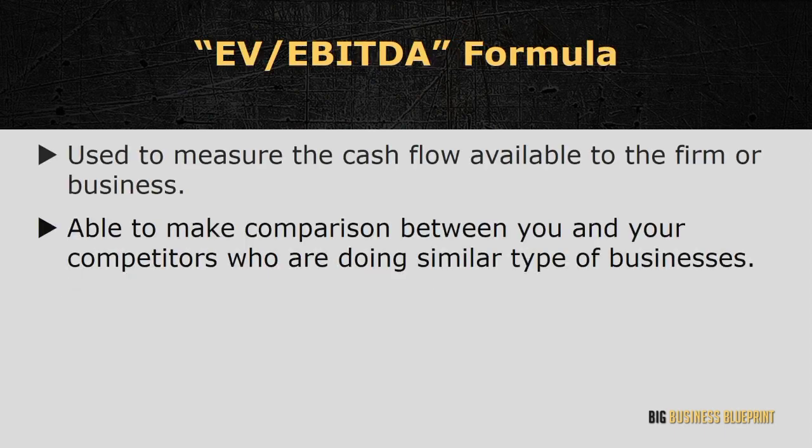worth. However, a more precise way of doing it will be using the EV over EBIT formula. It's used to measure the cash flow available to the firm or business. EV to earnings before interest and taxes, also referred to as EV over EBIT, is used for less capital-intensive companies with a smaller depreciation and amortization expense.